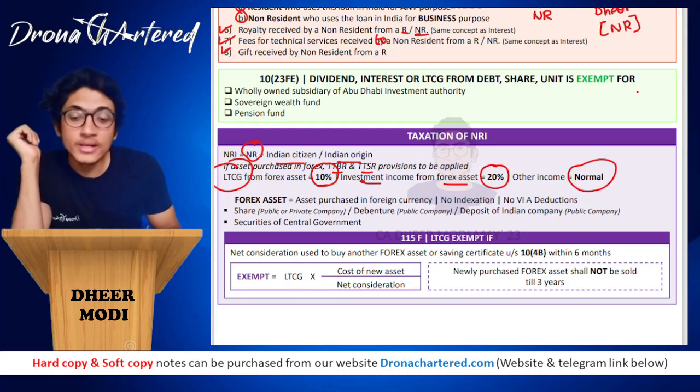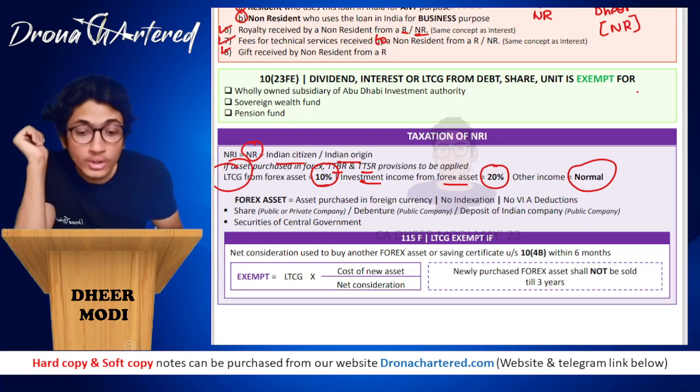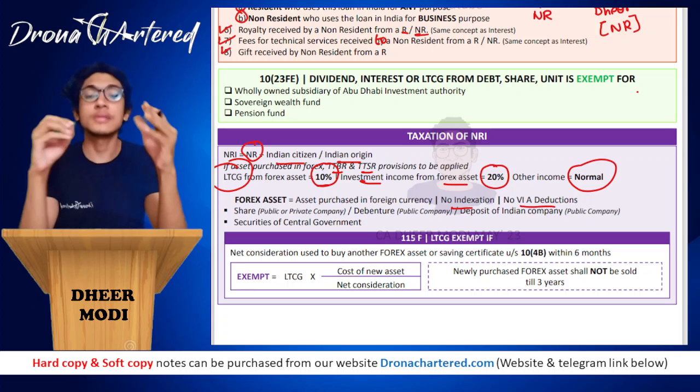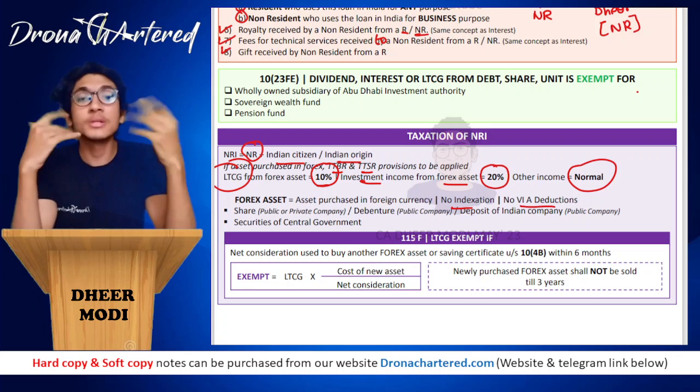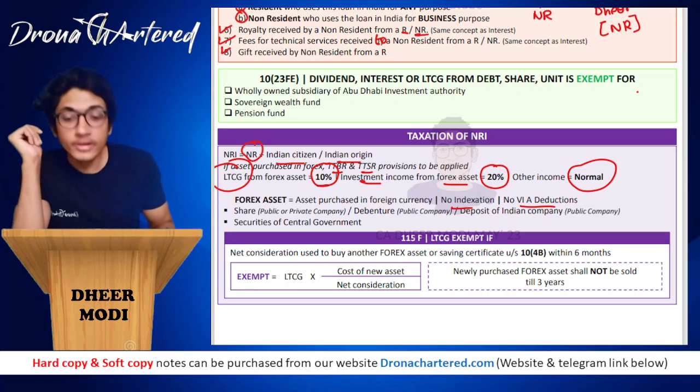So now you have to understand what is the forex asset. Forex asset is an asset purchased in foreign currency. You get no indexation and you get no 6A deductions against this income. So it is an asset purchased in foreign currency. You will not get indexation. You will not get any 6A deductions.